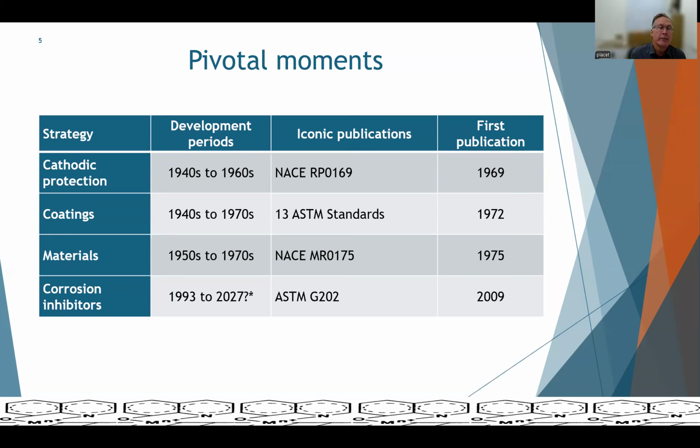Materials, the MR0175 had its origins back in the 50s when sulfide stress cracking was first being discovered. And so it's been around for a long time. And yet corrosion inhibitors, if you look back on the historical documents, you'll find were being used back in the 1940s. And yet the first actual published standard was in 2009 when ASTM G202 was published. So we're hoping to improve that.